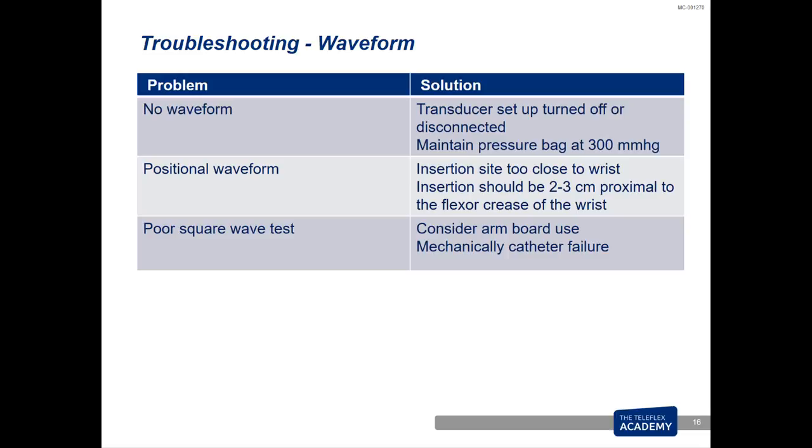If you have a poor square wave test, consider an arm board, because remember, the poor square wave test is actually indicative of something in the circuit having mechanical failure. And that something in the circuit could very well be the insertion site when the patient's arm or wrist is bent forward. So please consider mechanical failure.